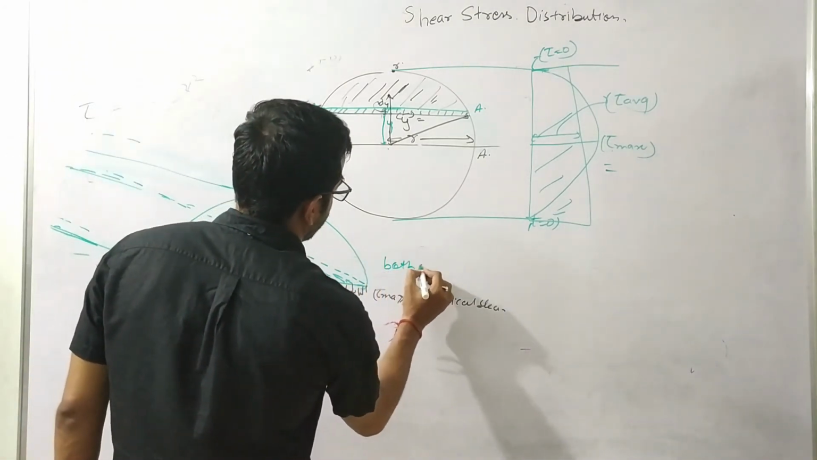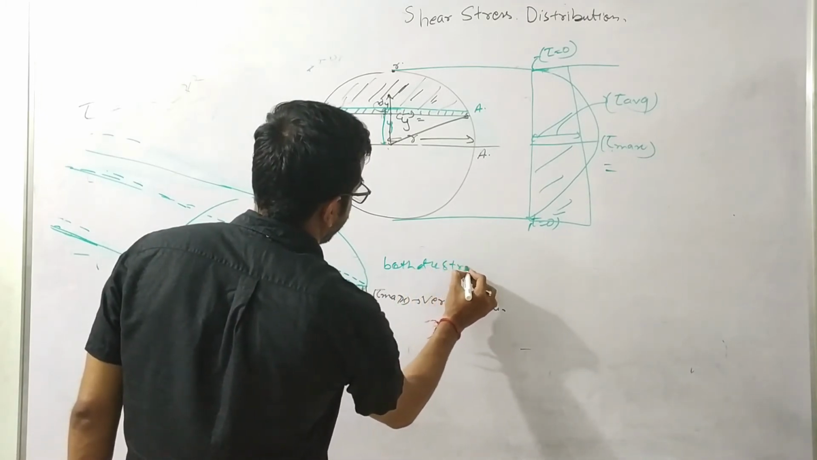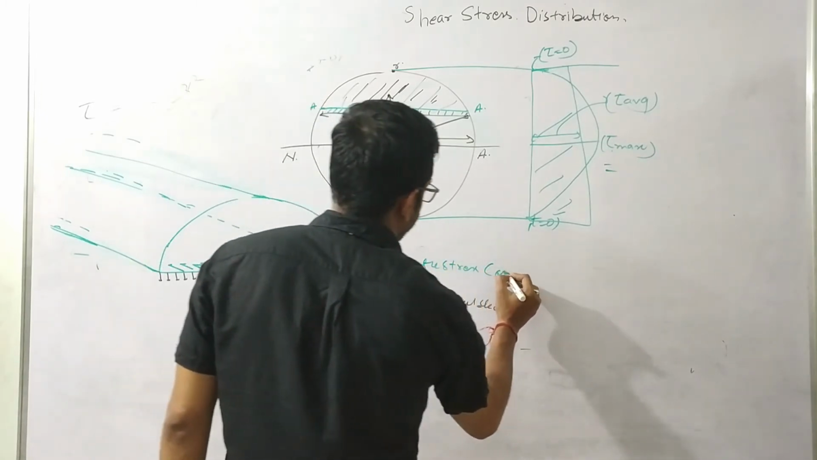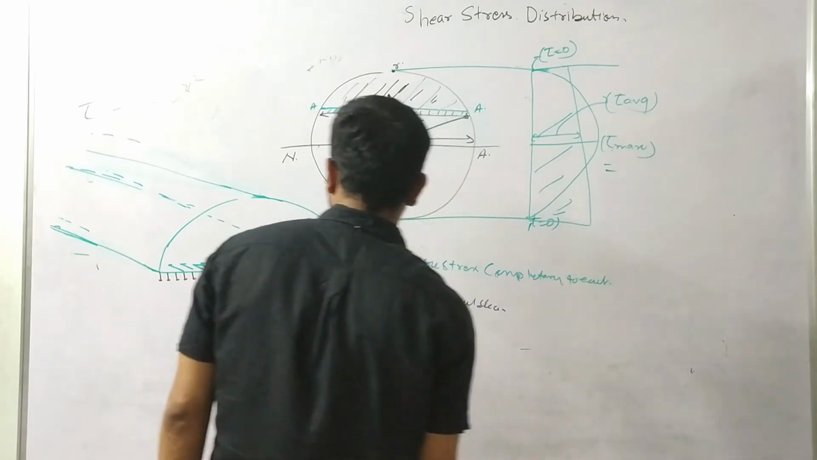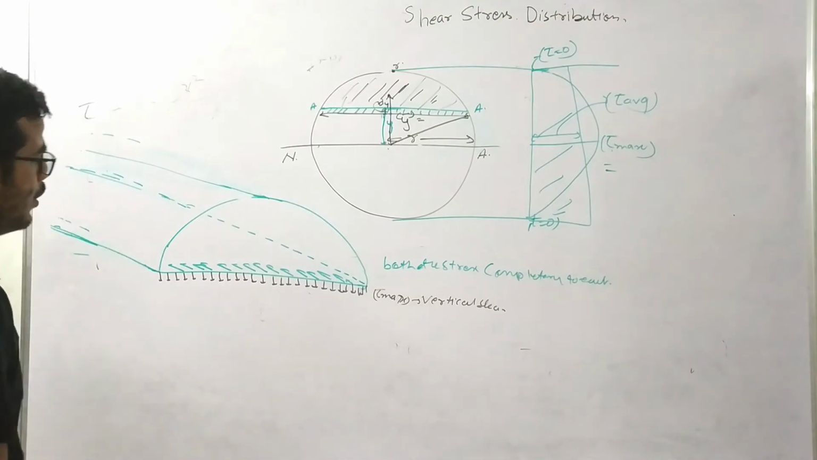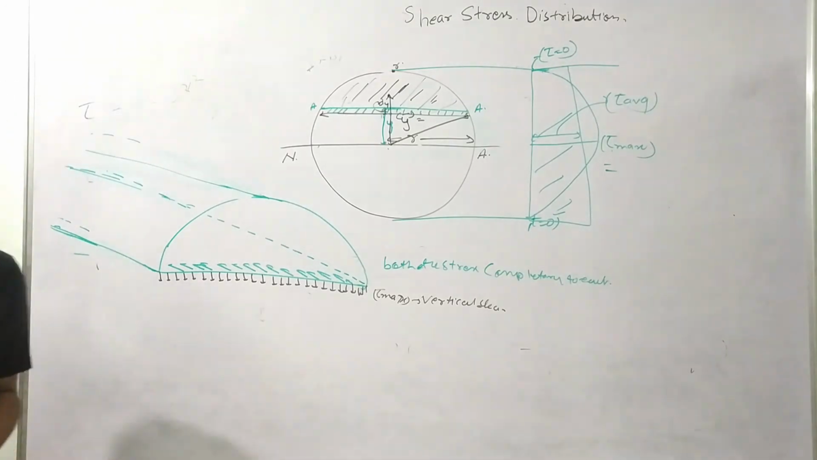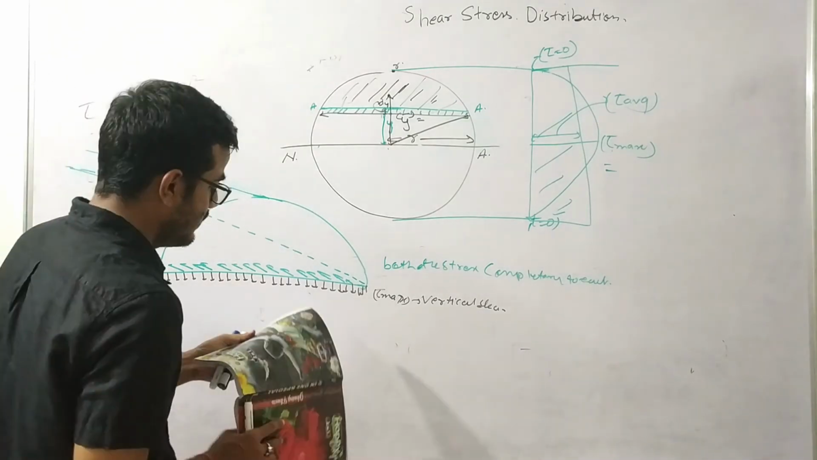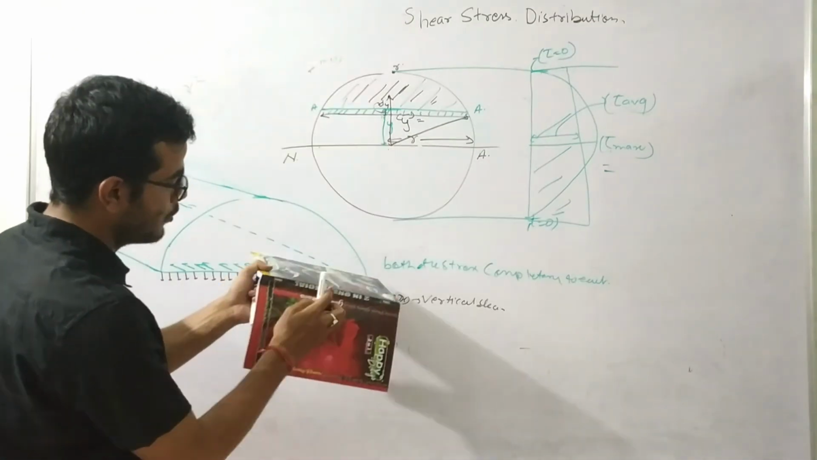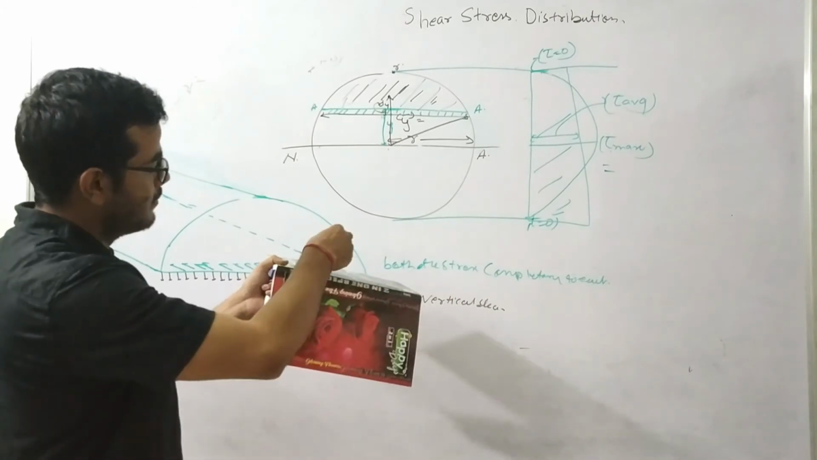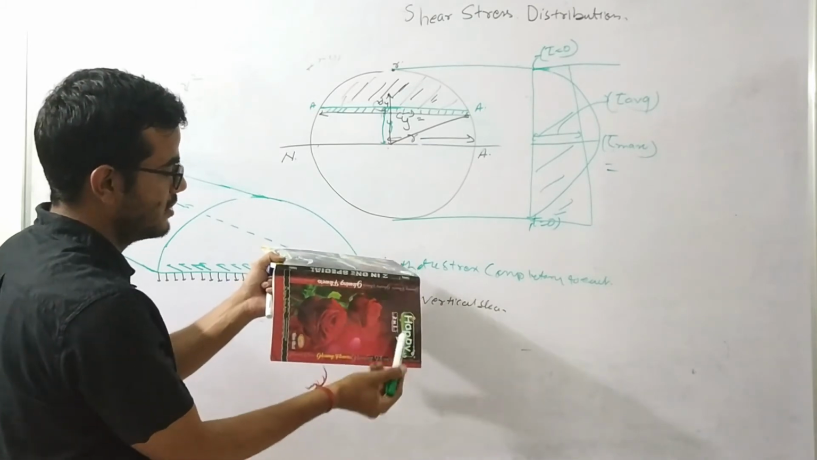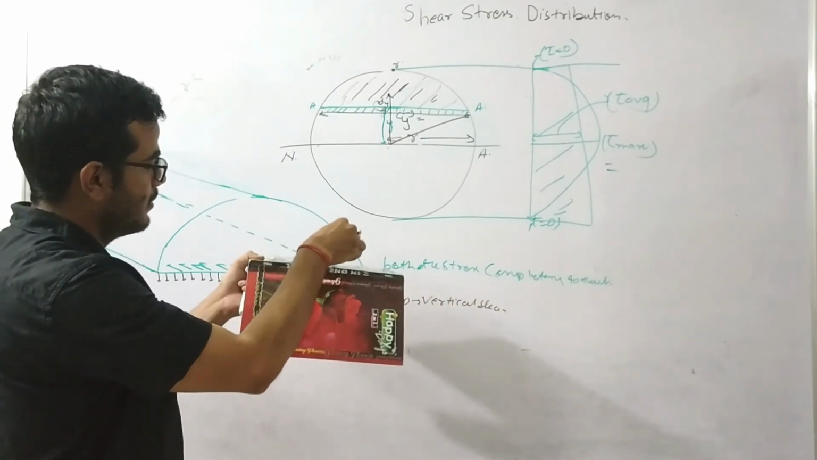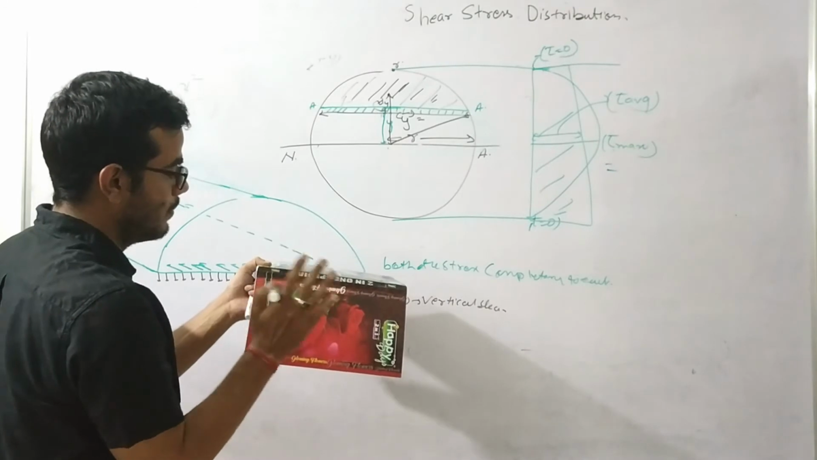Both the stresses are complementary to each other. Now you can see how this is acting. If this is the vertical portion, shear stress will act like this in this direction, and at the horizontal portion, it will act like this. So both are complementary stresses.